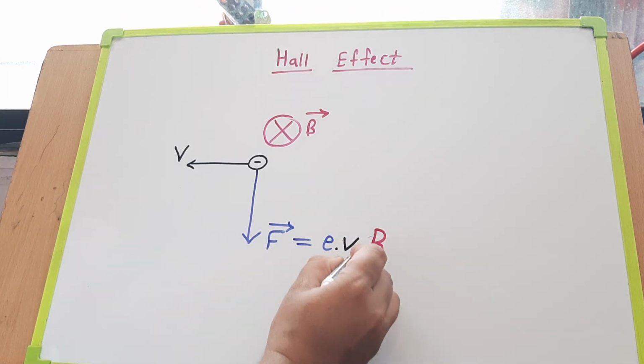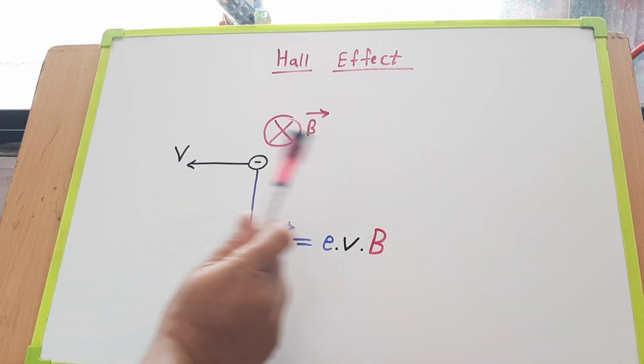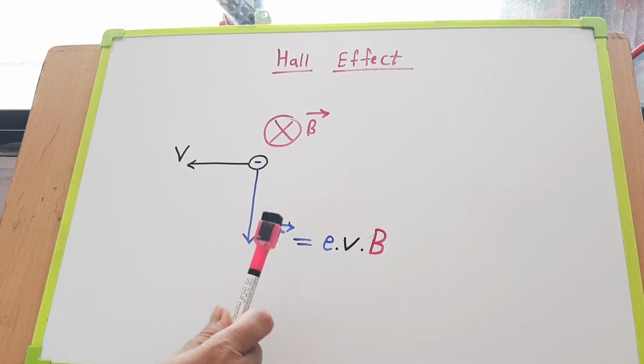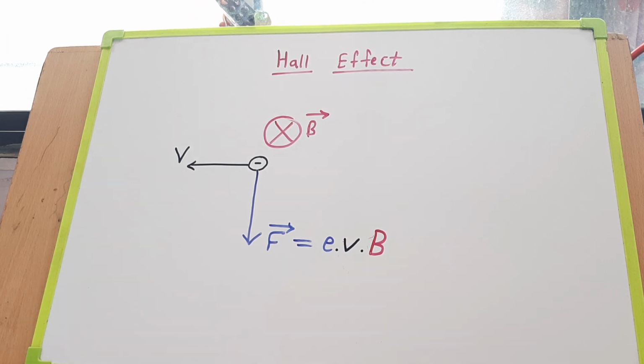Okay? So when a charged particle moves in the magnetic field, it experiences force, and the magnitude of that force will be charge into the speed with which it is moving into the magnetic field. This is what we learnt from 12th standard, and that is to be revised right now. Okay, please write this down by yourself, that is for your own understanding.